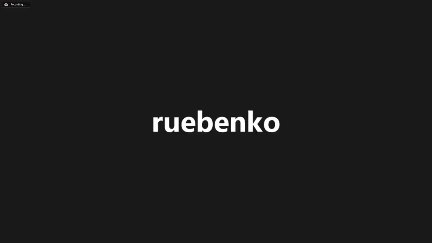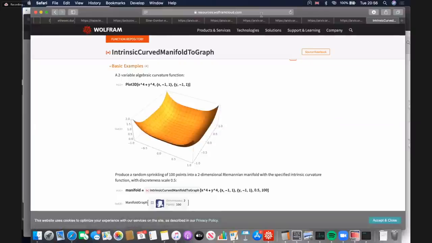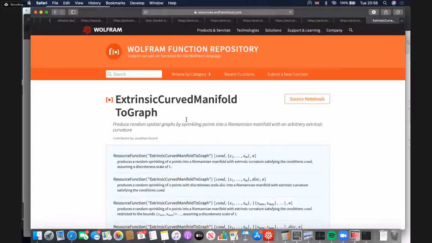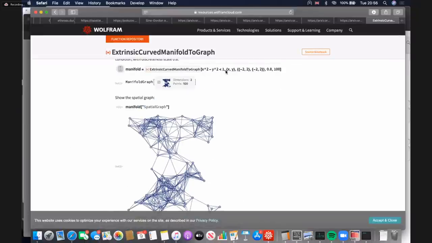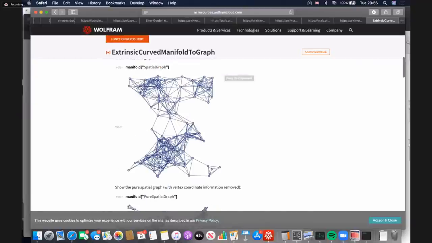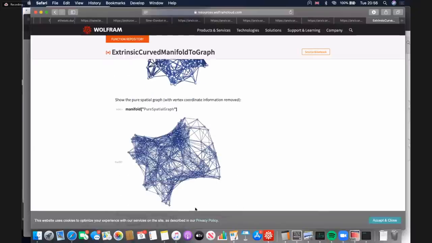Oh, okay. That's easy. Hang on, give me one second. I can pull something up. The follow-up question then is, is there a reverse mapping for that? Oh yeah, the inverse problem is really complicated. The forward problem at least is quite straightforward. There's a function in the function repository, which is just extrinsic curved manifold to graph. I specify, say, an implicit region, and I construct a hypergraph that approximates that region. So there is a projection for that.